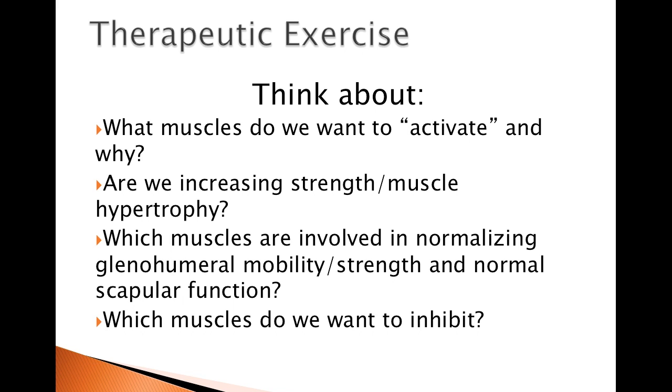What muscles do we want to activate and why? Are we increasing strength? Are we causing the muscle to hypertrophy? Which specific muscles are involved in normalizing glenohumeral mobility and strength and normal scapular function? And also, which muscles do we want to inhibit?